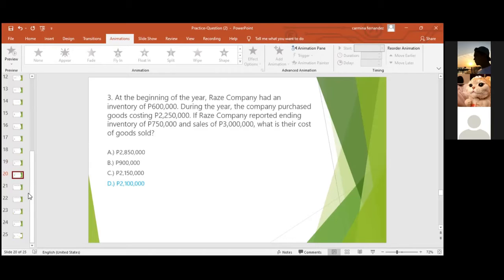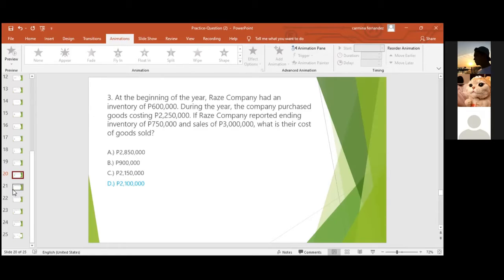Yung sales dyan. Ang i-compute lang natin is yung beginning inventory, purchases, less yung ending. So, beginning inventory 600,000, i-add natin doon yung purchases na 2,250,000. So, magkakaroon tayo ng goods available for sale na 2,850,000. Tapos, ililess natin yung ending inventory na 750,000 and makakakuha tayo ng 2,100,000 na cost of goods sold.